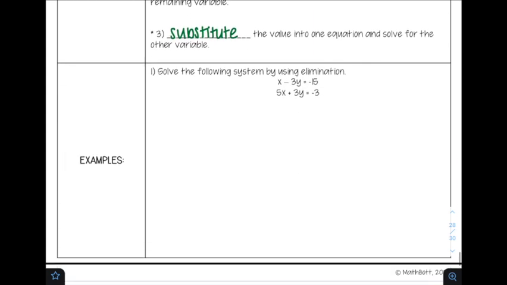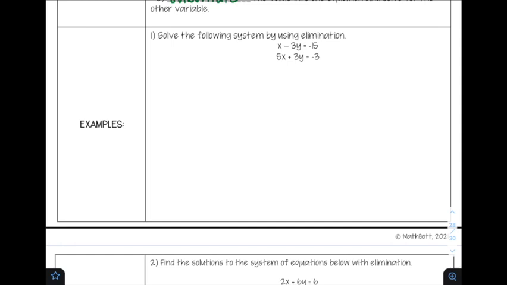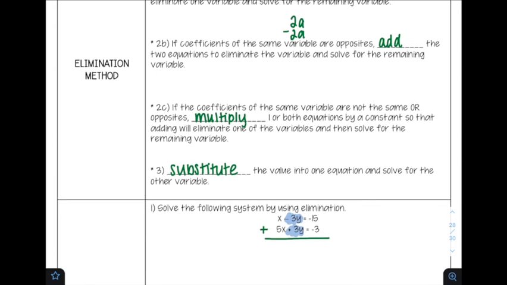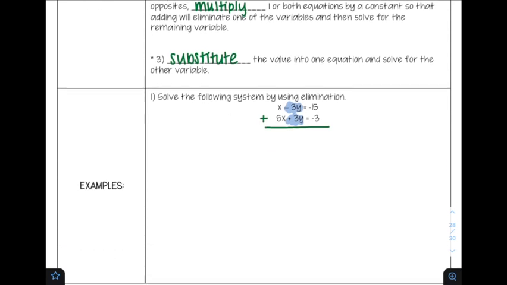We have our first example. We have x minus 3y equals -15, and 5x plus 3y equals -3. We can see we have a -3y and a positive 3y. So here we don't have to actually do anything; all we have to do is add them together. This follows our second scenario, where the coefficients are the same and they're opposites: all you have to do is add them together. So here we just go down the line and eliminate y.